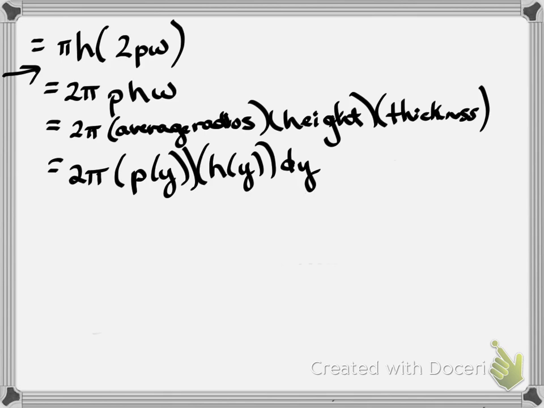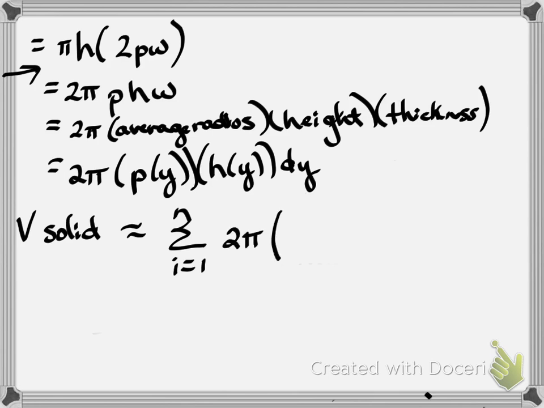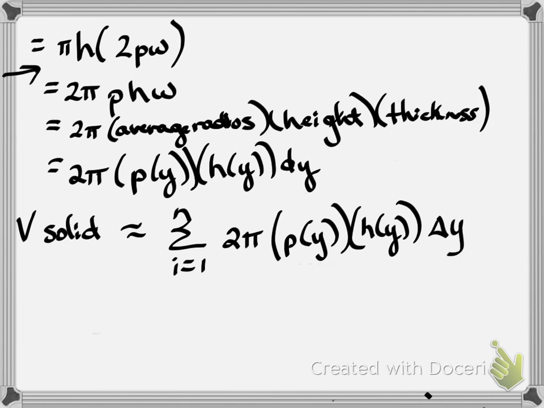And then you can approximate the volume of each of those. This is our representative rectangle, but we could approximate the volume of the solid by saying it's the sum from i equals 1 to n, just like we were doing in class, of 2 pi times p of y, h of y, delta y.